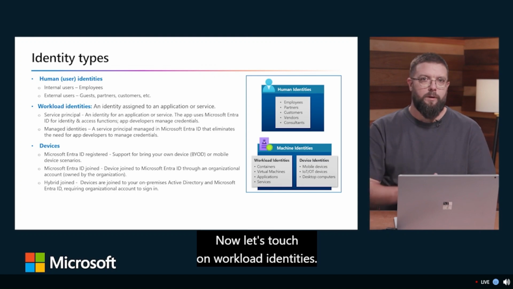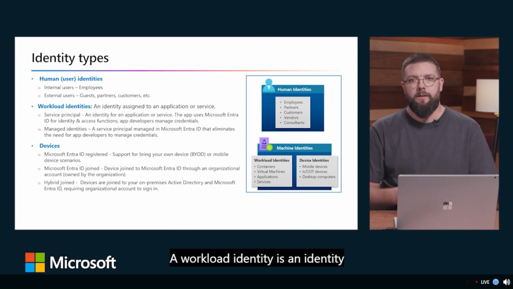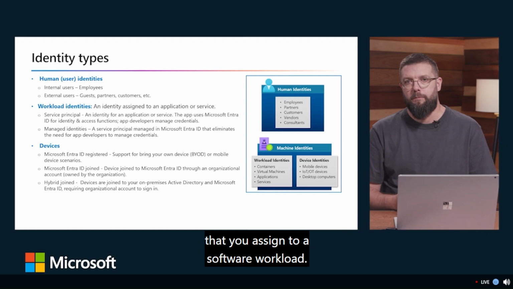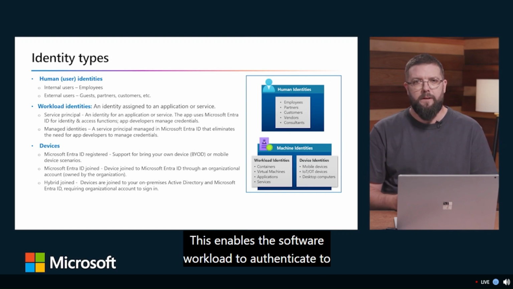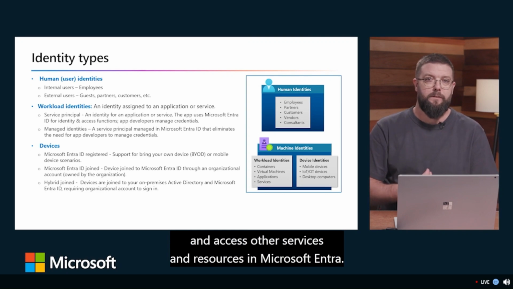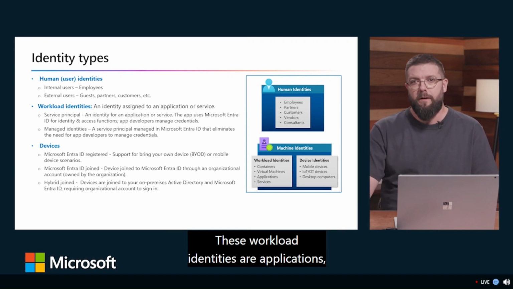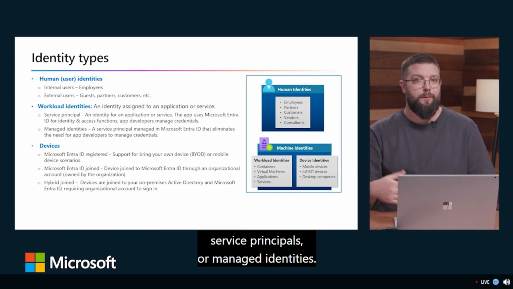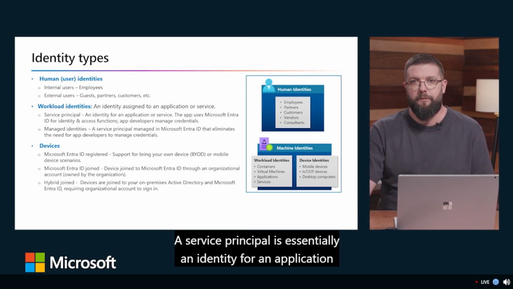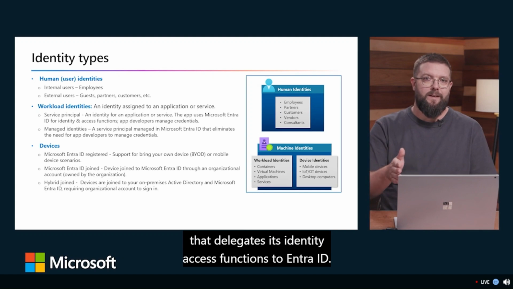Now let's touch on workload identities. A workload identity is an identity that you assign to a software workload. This enables the software workload to authenticate to and access other services and resources in Microsoft Entra. These workload identities are applications, service principals, or managed identities. A service principal is essentially an identity for an application that delegates its identity access functions to Entra ID.